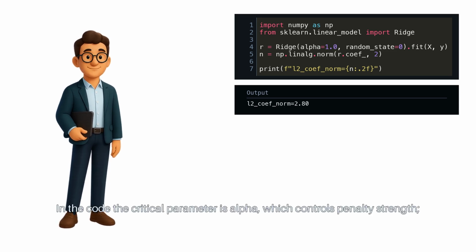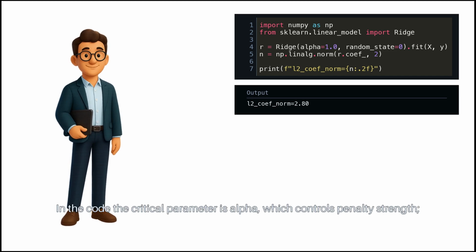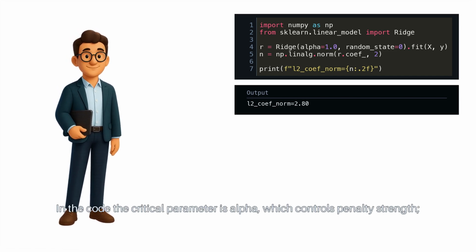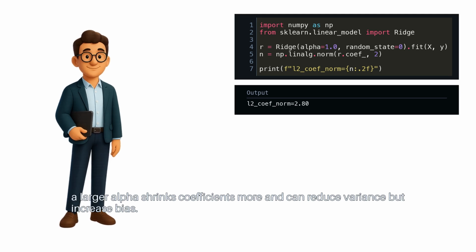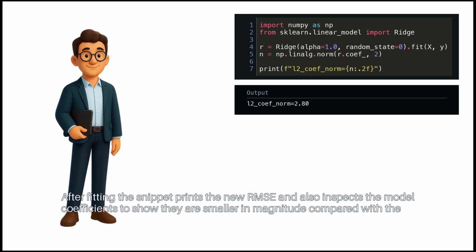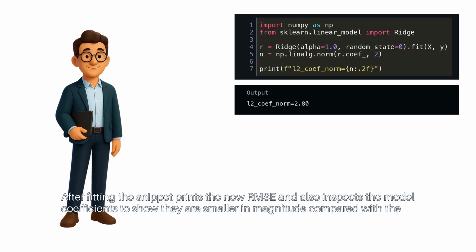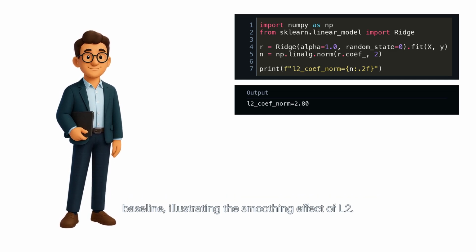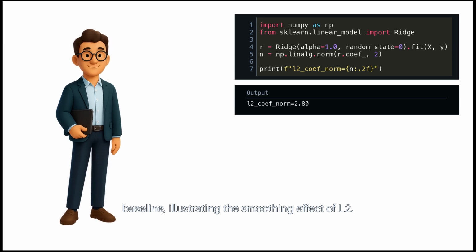In the code, the critical parameter is alpha, which controls penalty strength. A larger alpha shrinks coefficients more and can reduce variance but increase bias. After fitting, the snippet prints the new RMSE and also inspects the model coefficients to show they are smaller in magnitude compared with the baseline, illustrating the smoothing effect of L2.